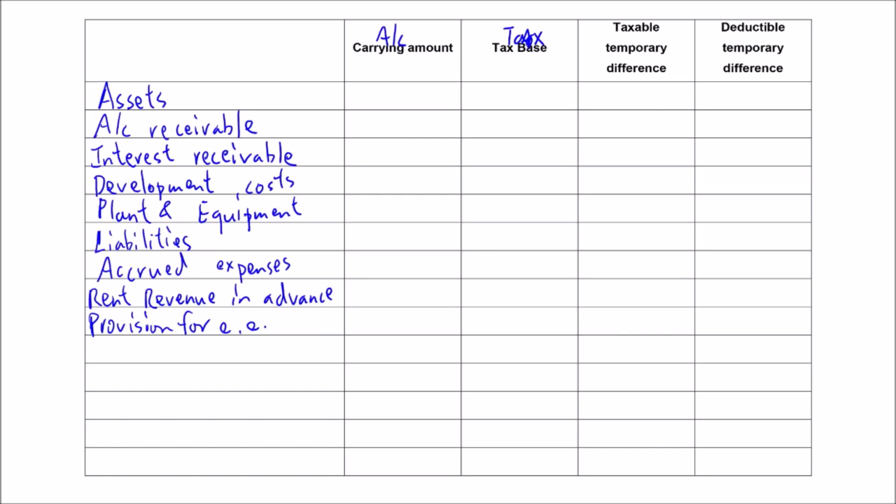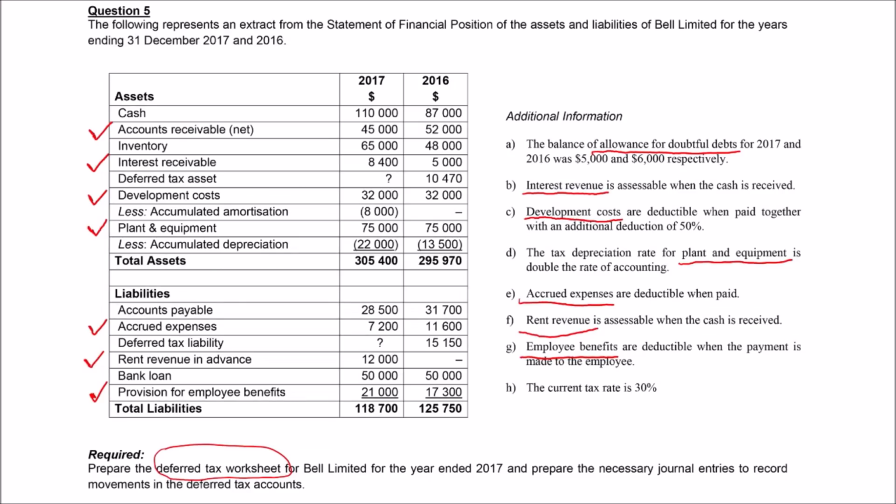In order to do that, we need to start from the information that is given. Remember that you are given the balance sheet, so obviously you have the carry amount. So we go back to the question. This is a deferred tax worksheet for 2017, so all the carry amounts are very important. We get the carry amount from 2017. For example, with account receivable, we need 45,000 on the worksheet. The same applies to all the other assets and liabilities that you can identify. So we're going to write down those one by one on the worksheet.